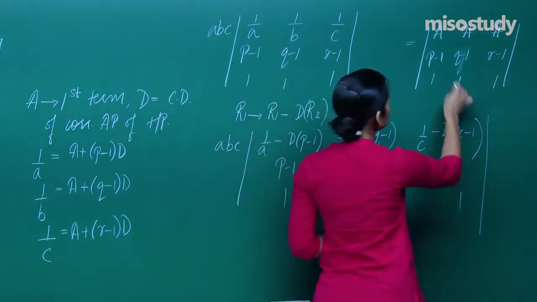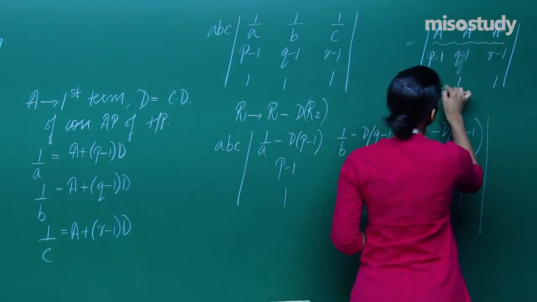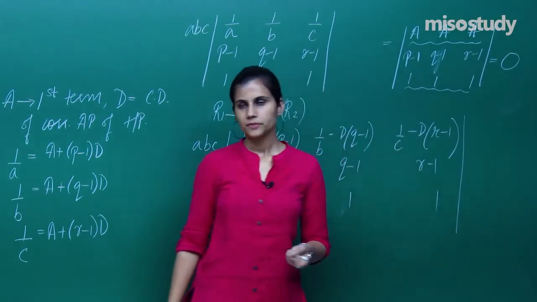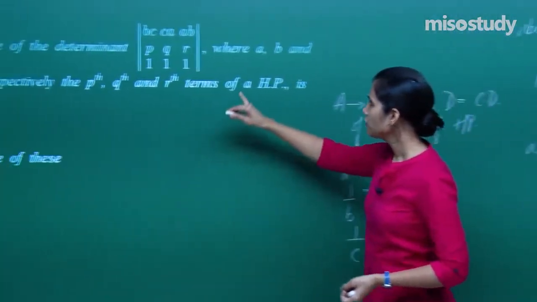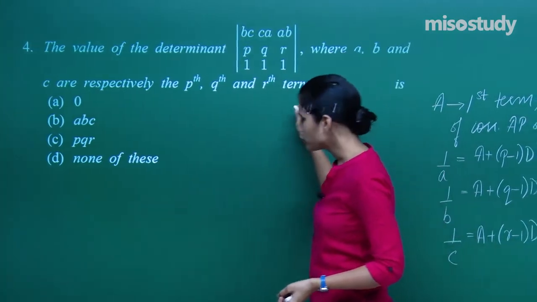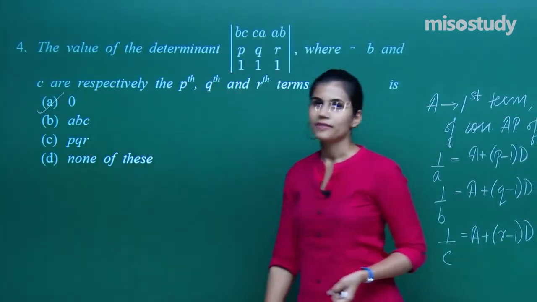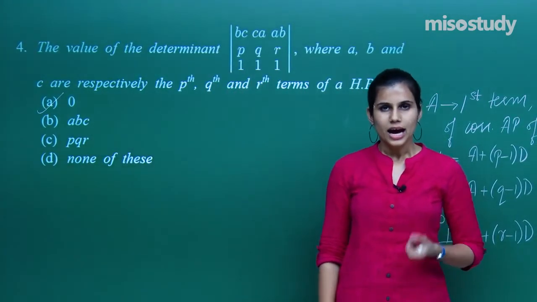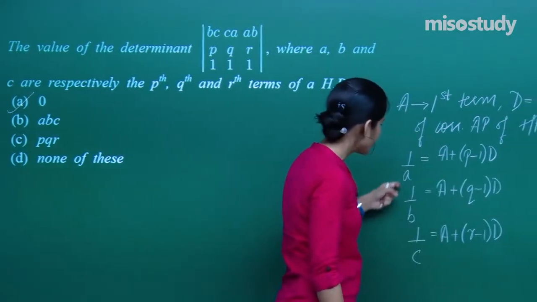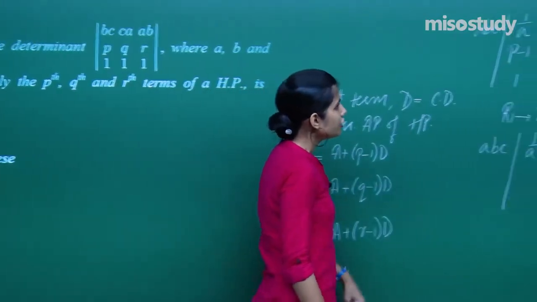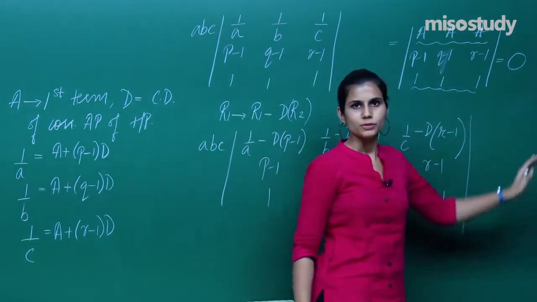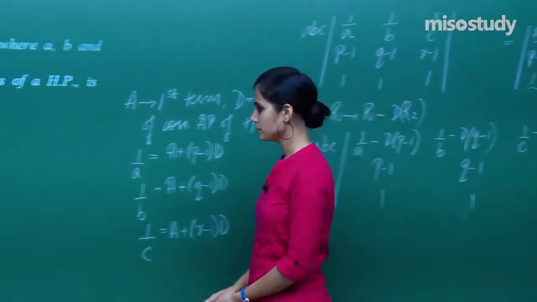Whenever two rows of a determinant are the same, its value is 0. So the value of this determinant where a, b, c are the pth, qth and rth terms of this HP is equal to 0, and that's how beautifully it's dealt with. This is how the harmonic progression concept comes into the picture and helps you evaluate it: take reciprocals, use all the operations, and hence get the answer by the properties of determinants to be equal to 0.